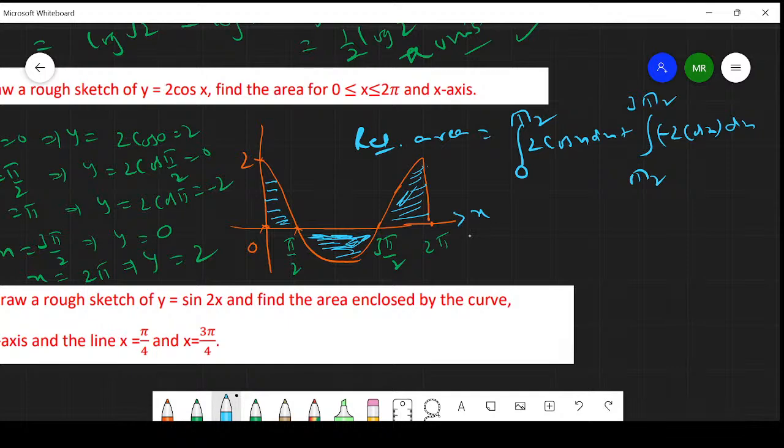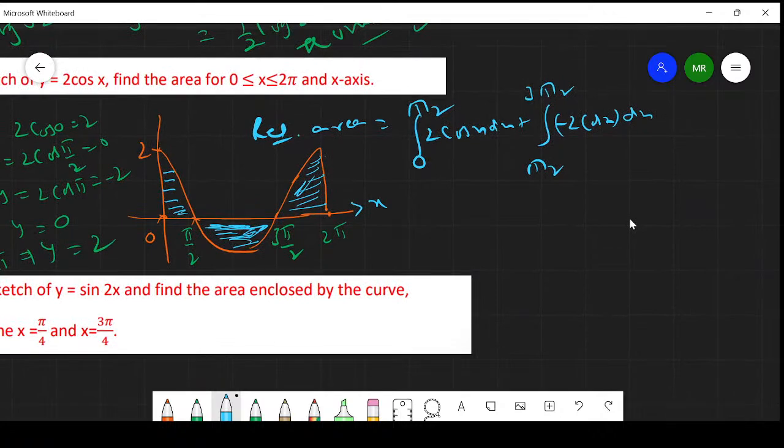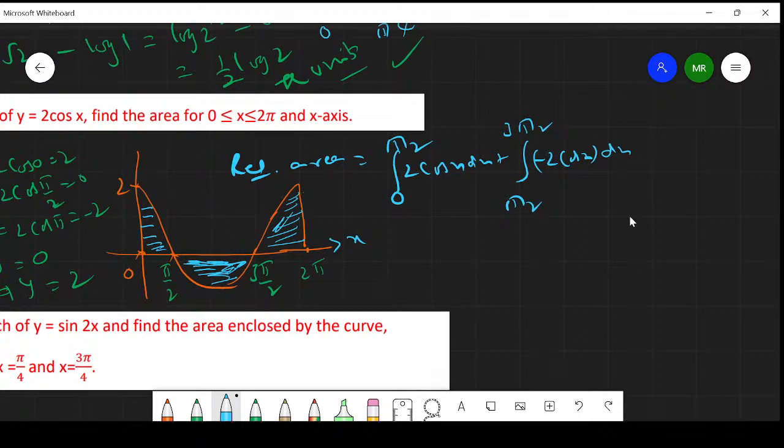Correct. Again you will get this one, 3 pi by 2 to 2 pi. So 3 pi by 2 is this one. The curve is upper, so you will get 2 cos x dx. Always upper curve minus lower curve. 2 cos x minus y equal to 0. Here the curve is below, so y equal to 0 minus 2 cos x.